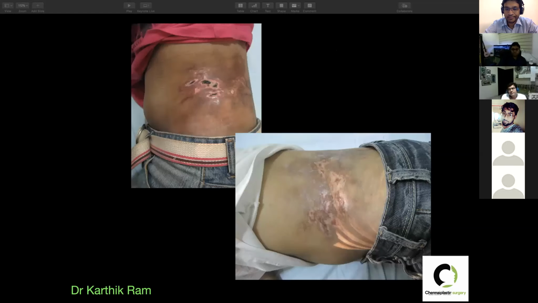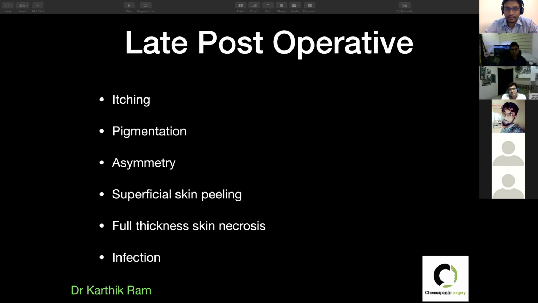Sometimes we get superficial skin peeling and full thickness skin necrosis. Usually those things are very common. Hypovolemia happens post-surgery, and abnormally applied pressure because of the plasters or the garment. These are the 2 main reasons you get a lot of superficial necrosis. If you're not taking care of the pressure from the plasters or the garment, you end up with skin necrosis. Or sometimes because of secondary infections in the liposuction areas.